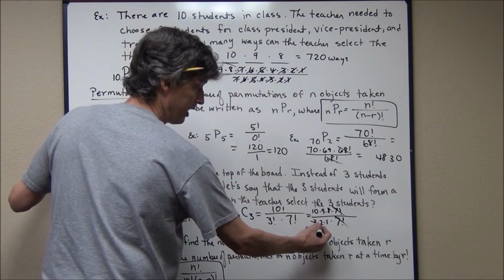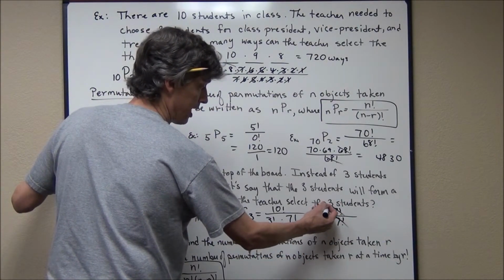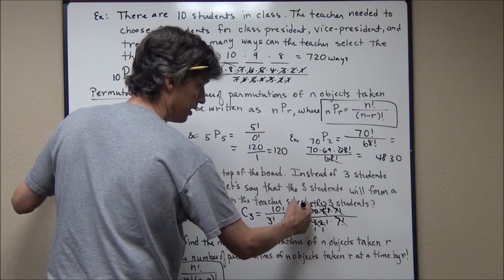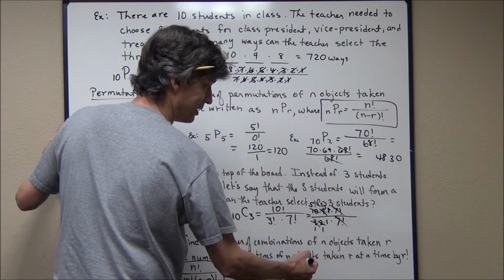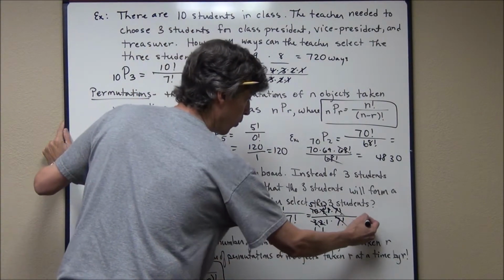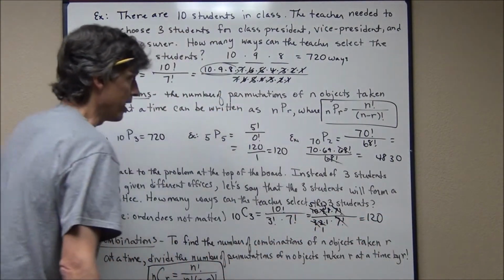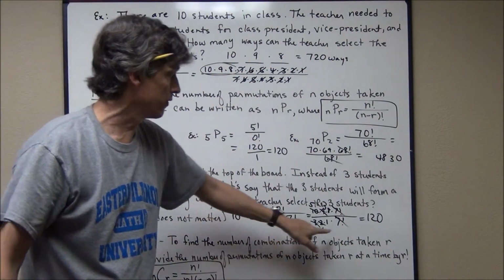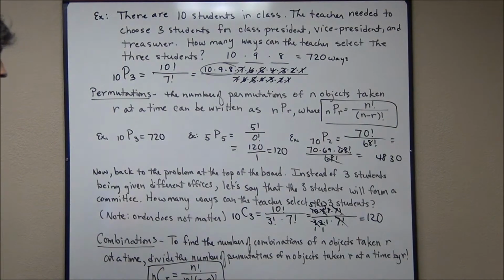3 goes into 3 once, goes into 9 3 times. 2 goes into that once, goes into 10 5 times. 5 times 3 times 8, that's 120. That was the 720 that I got this way divided by 3 factorial, divided by 6, that's 120. So there are fewer combinations than there are permutations because order does not matter. Let me clear this and do a couple more examples.